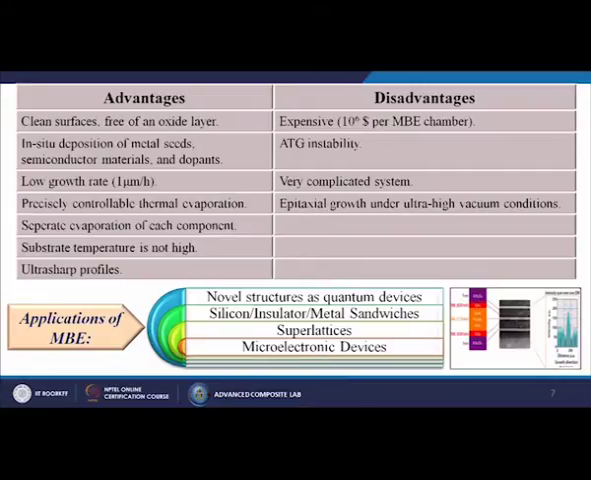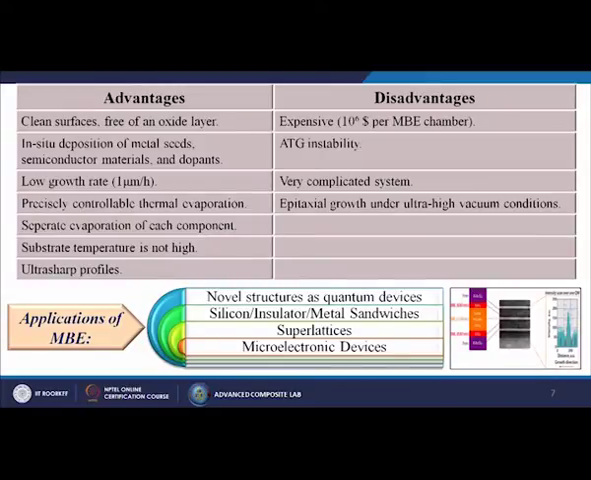First of all, it is a very expensive process, okay. Then very complicated systems, epitaxial growth under ultra high vacuum conditions. So, these are the different disadvantages of this particular process.